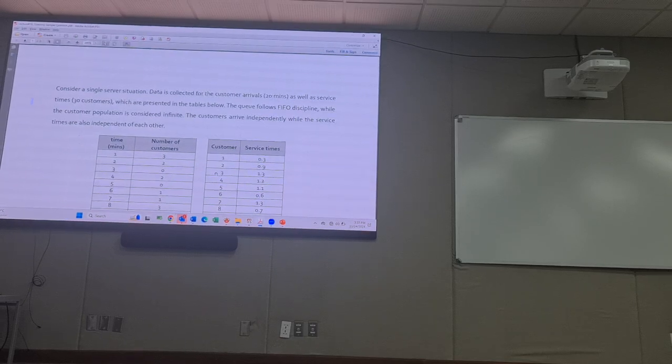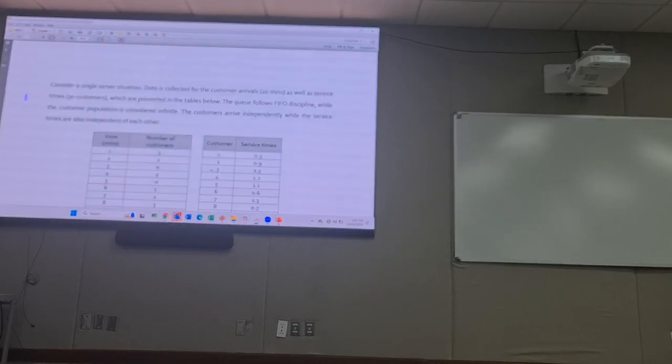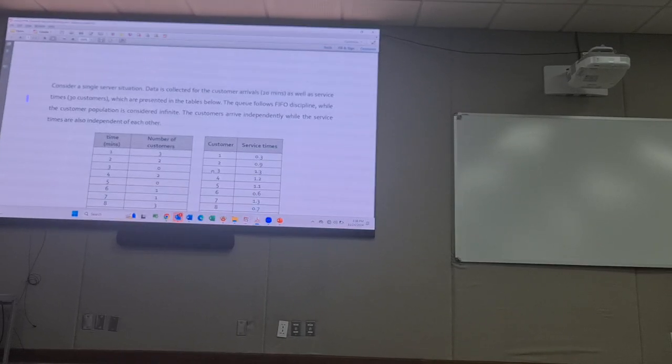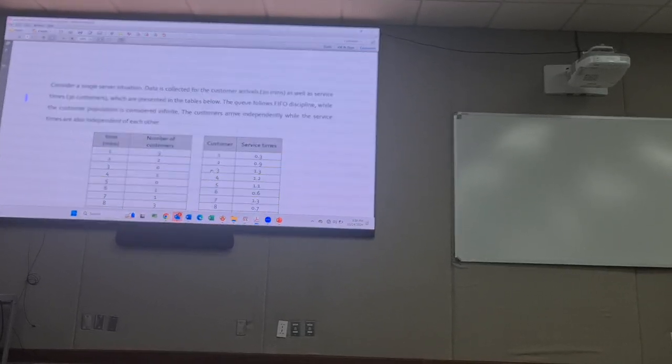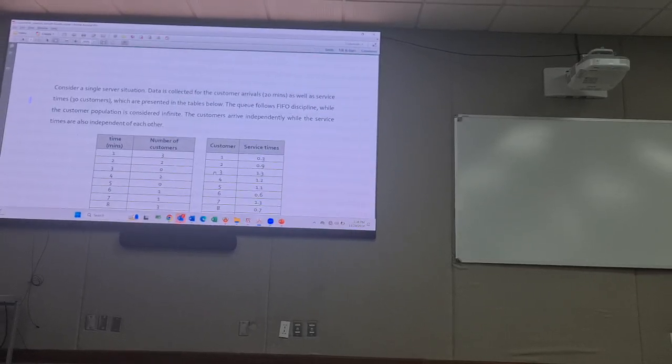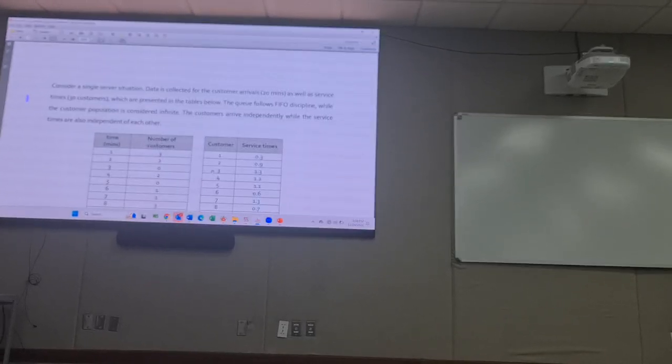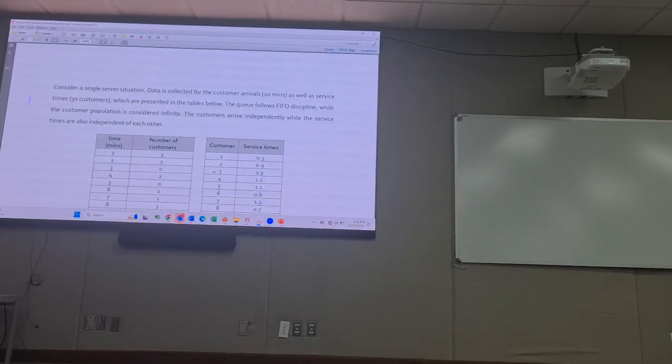Okay? So instead of giving you lambda or mu, what we will give you is the data, and you have to find the lambda and the mu from the data. So what do you see here? The first table is: consider a single server situation. Data is collected for the customer arrivals over 20 minutes, so you spend 20 minutes to collect the data, as well as service times for 30 customers. For 30 customers, you recorded how much time each one is spending on a cash counter.